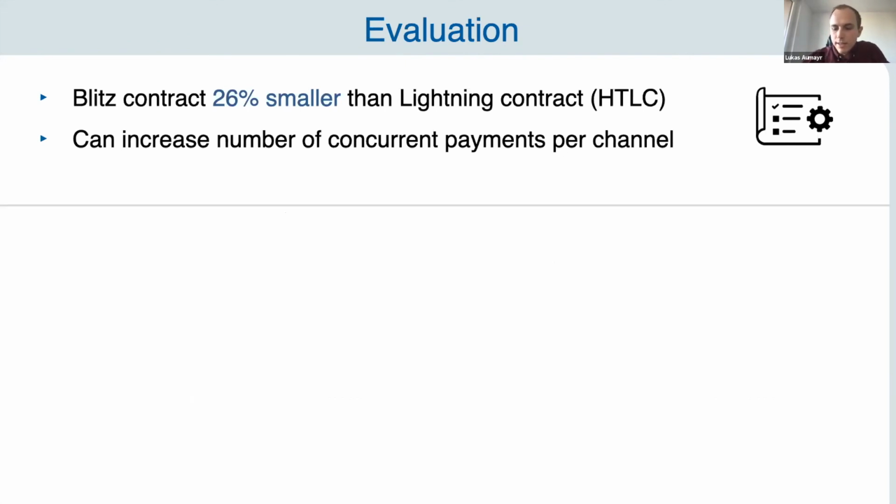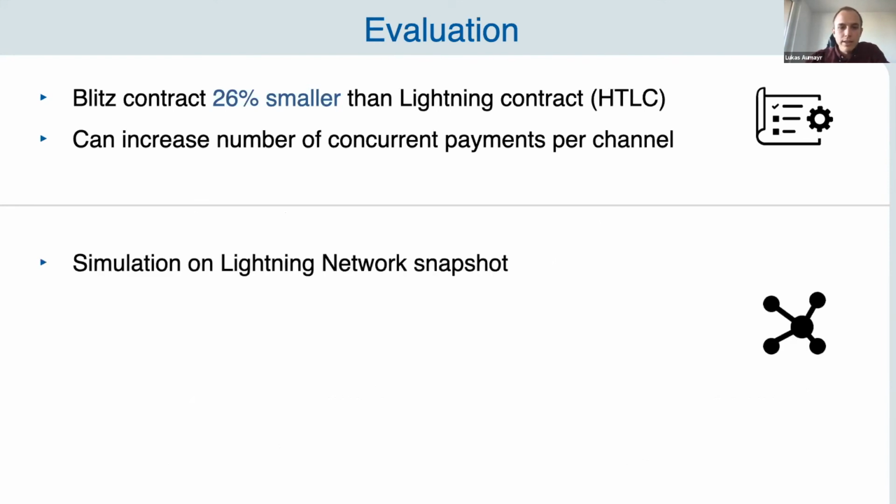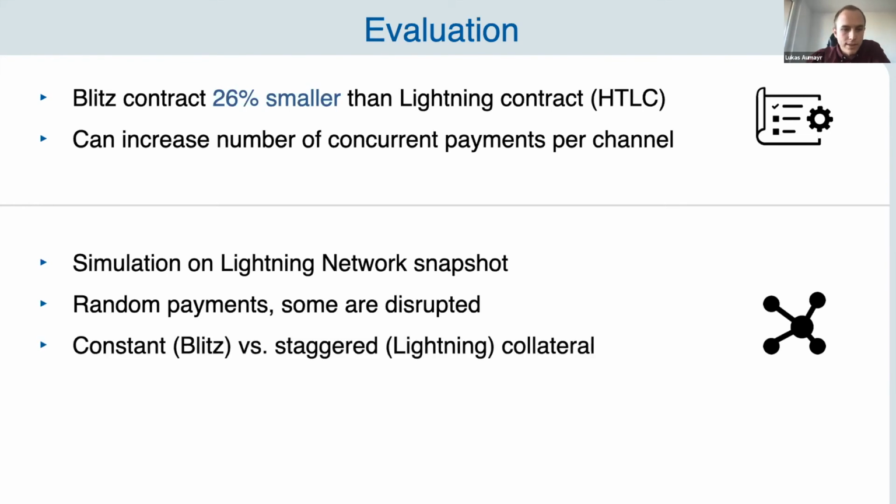The second thing is we did a simulation in order to showcase the advantage of having constant collateral over staggered one. For this, we took a Lightning network snapshot and we created some random payments on it. Some of these payments are disrupted, which means they fail for some reason, either due to some errors, users being offline maliciously, and so on. The collateral of the failed payments is locked either for constant time in Blitz or for staggered or linear time in Lightning. And of course, collateral that is locked in a channel cannot be used for other payments.